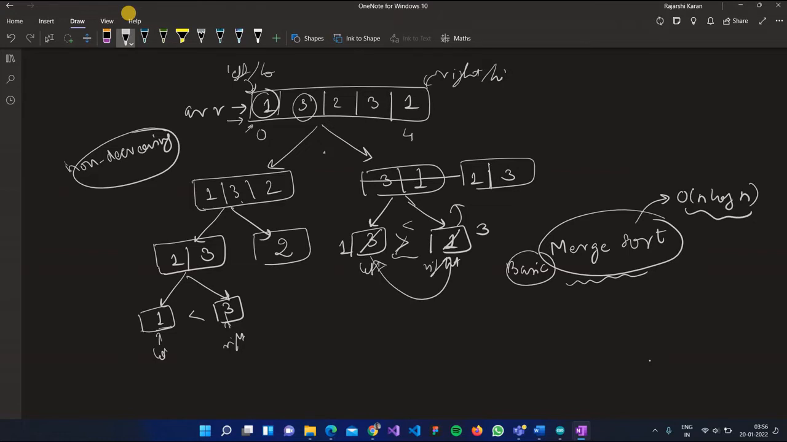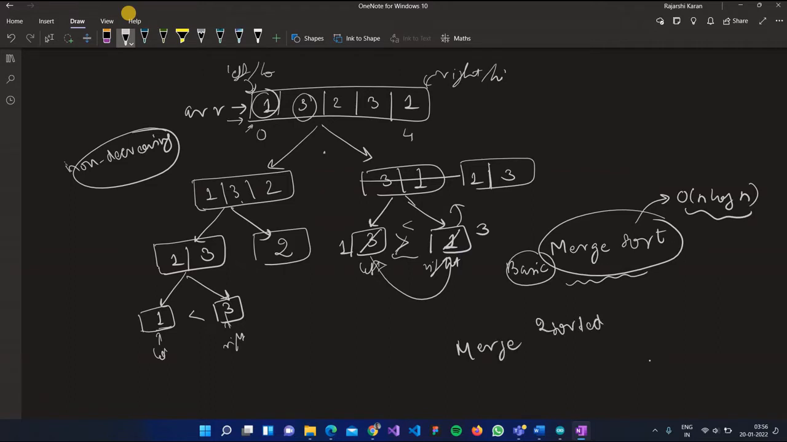So now see, now our main part comes in. Now this is 1 3 and this is 2. Now our main merging, the essential merging algorithm comes in. Now, you must have also studied the question that is merge two sorted arrays.